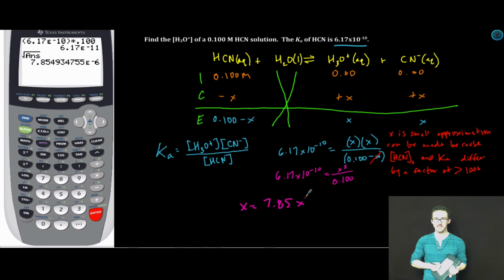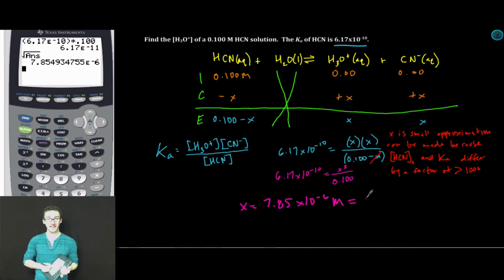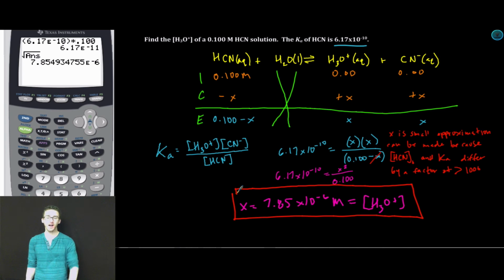7.85 times 10 to the minus 6 molar. Remember, X is our hydronium ion concentration. Boom. Be comfortable with calculations like this. You'll be doing it a lot this unit.